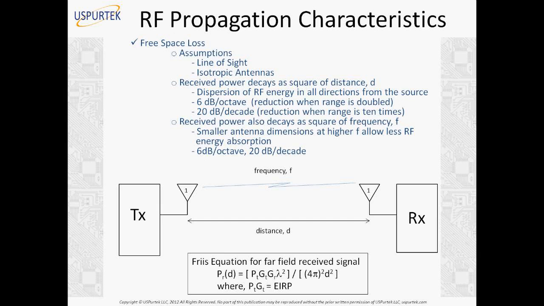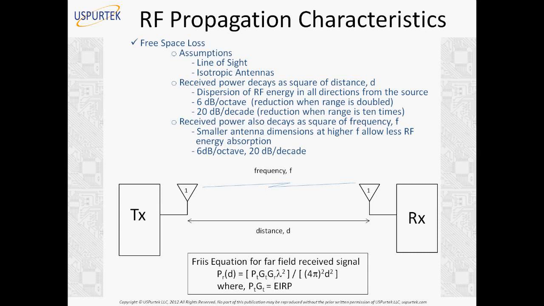Now, if we consider that, we know that the received power decays as the square of distance. The farther you are from the transmitter, the less power you get, as the square of distance. This is because the RF energy disperses in all directions from the source. With this mathematical formulation, you get 6 dB per octave of reduction. That means when the range is doubled, the power is lowered by 6 dB. And received power also decays as the square of frequency. That is why higher frequencies will have more decay. 6 dB per octave, or 20 dB per decade, again.